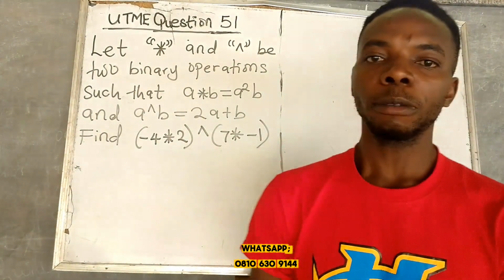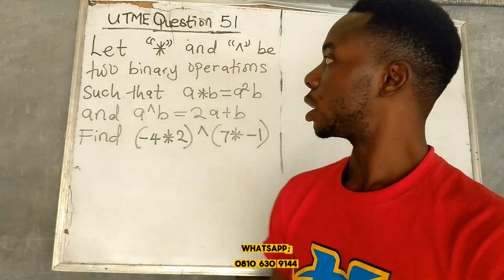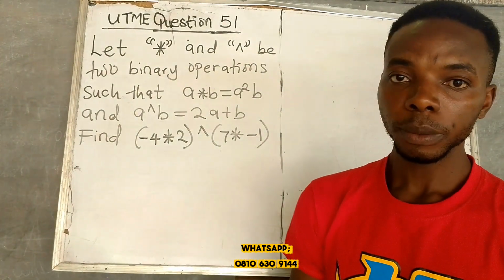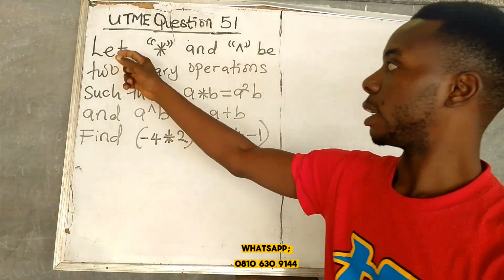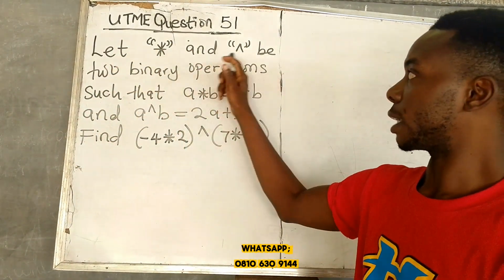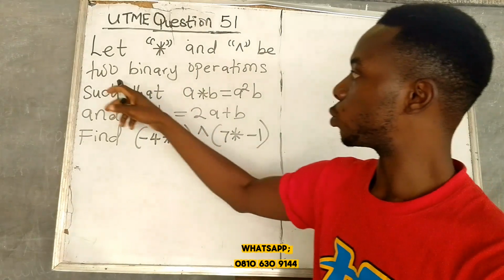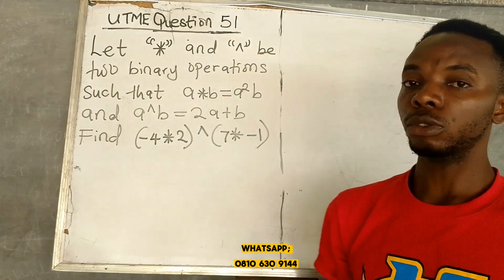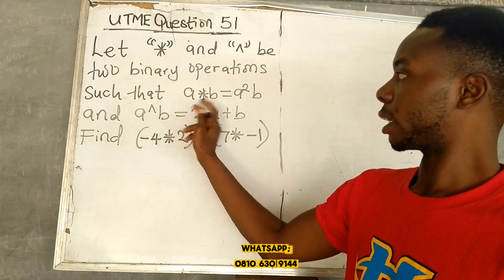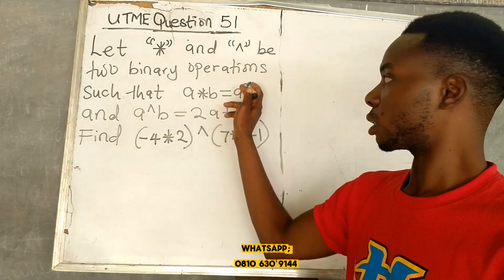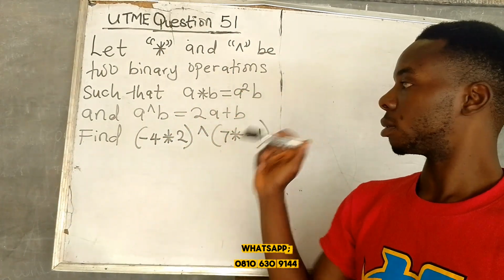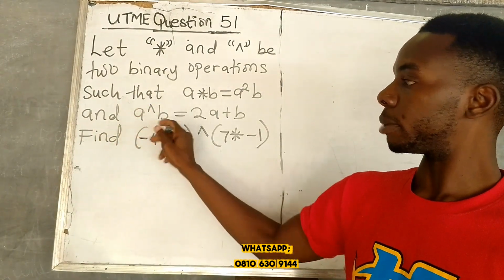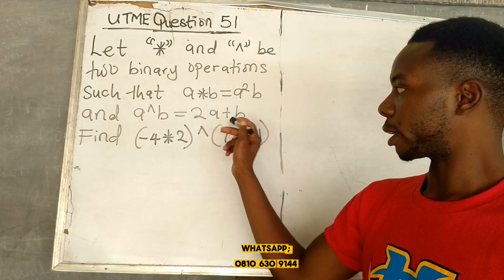Now in this number 51 UTME question, we are in a topic called binary operation. The question says: let this asterisk and this sign here be two binary operations, such that a asterisk b is equal to 2 raised to the power a squared b, and a, this sign b, equal to 2a plus b.